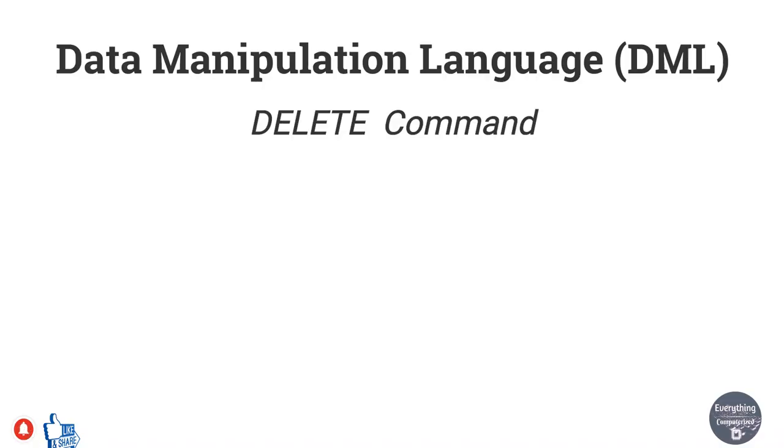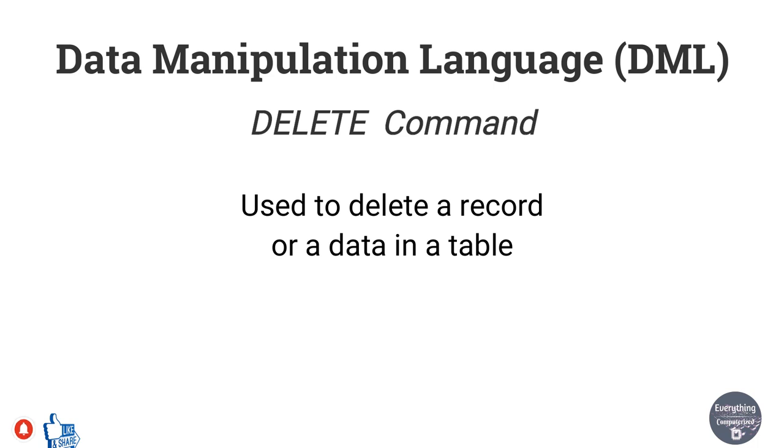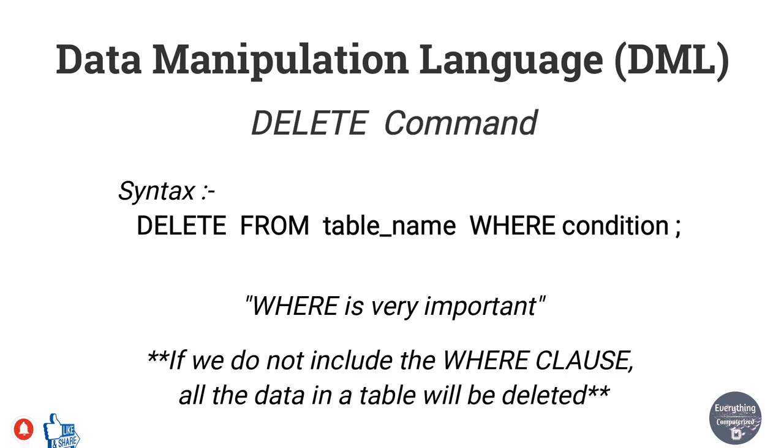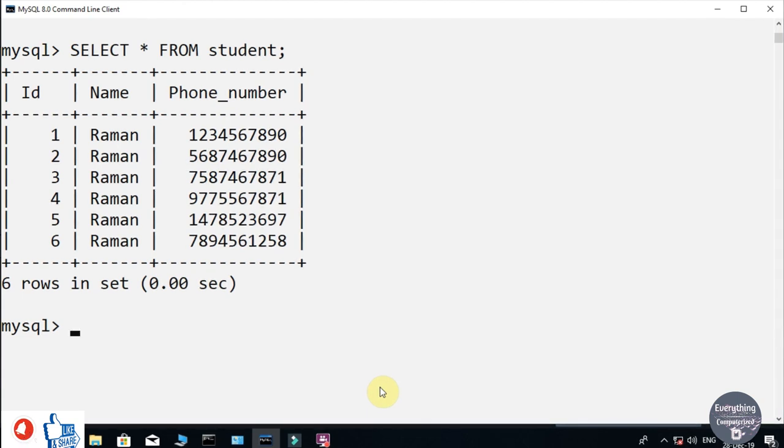Now let's discuss the last command of the data manipulation language, that is the delete command. This command is used to delete a record or a data from a table. The syntax for delete command is delete from table name where condition. This will delete a data or a value from the table where a condition is satisfied. The use of the where clause in this statement is similar to that of the update statement. If we do not include the where clause, each and every data from the table will be deleted and then it cannot be recovered. Let's run the delete command in MySQL with and without the where clause.